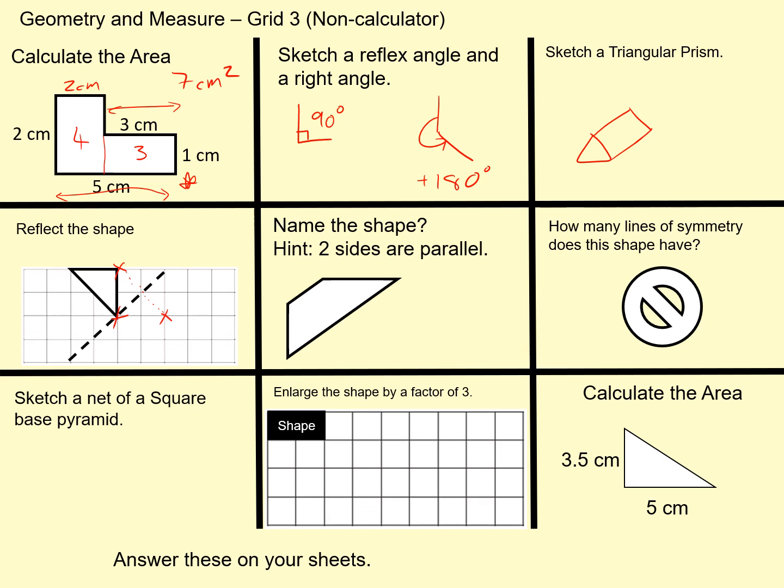This point is already on the mirror line, so stays put, and this one is 2 squares across on the diagonal, so carry that along to here, and there's our reflection there.